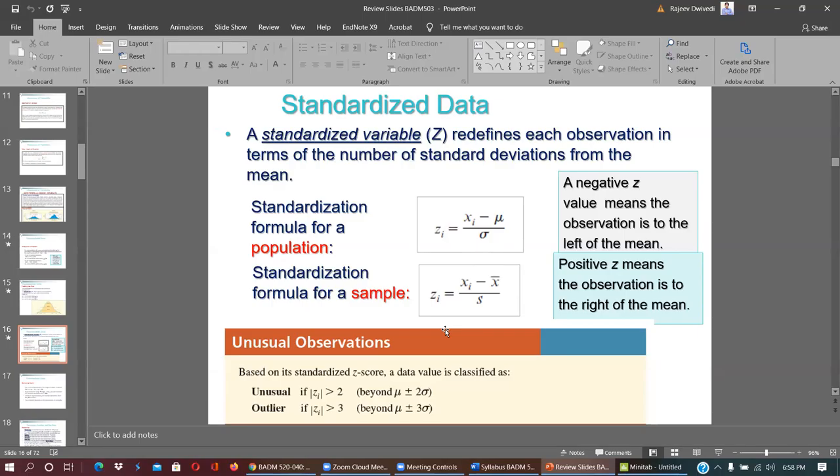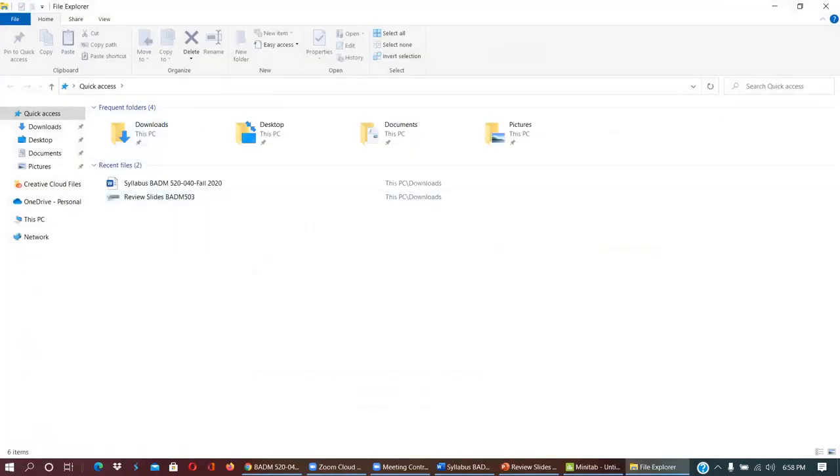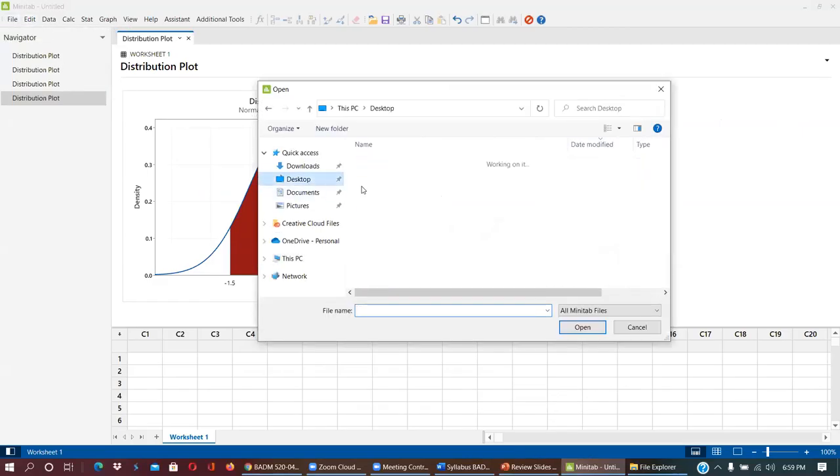So I'm just going to pull one of the data sets, and then we'll work over here. Just a minute. File, open, desktop.